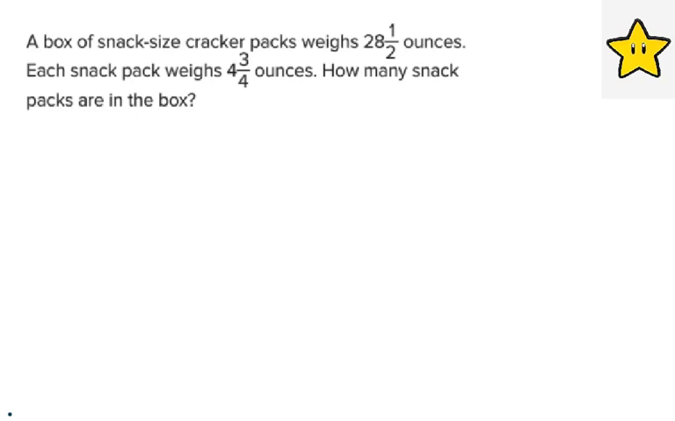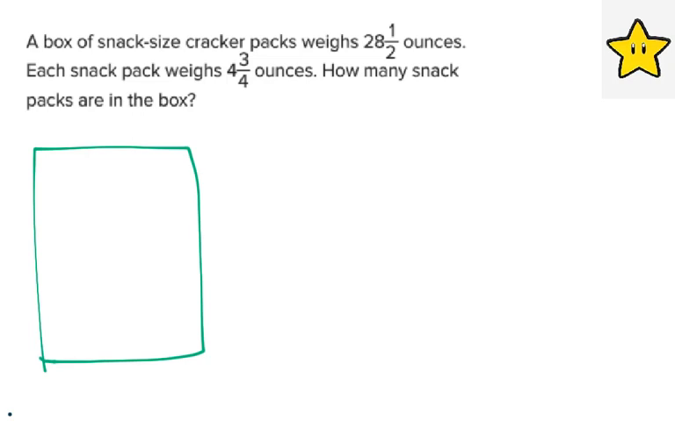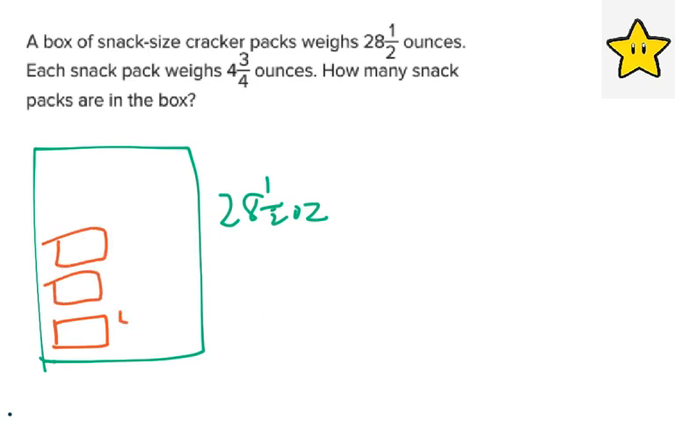A box of snack-sized cracker packs weighs 28.5 ounces. Each snack pack weighs 4 3/4 ounces. So think about it like this. We have a big box of snack-sized cracker packs. So the whole thing is 28.5 ounces, right? I'm just drawing a picture here so we can visualize what we're looking at. And each of the cracker packs, okay, there's going to be a lot of them, but each of them is 4 3/4 ounces each.